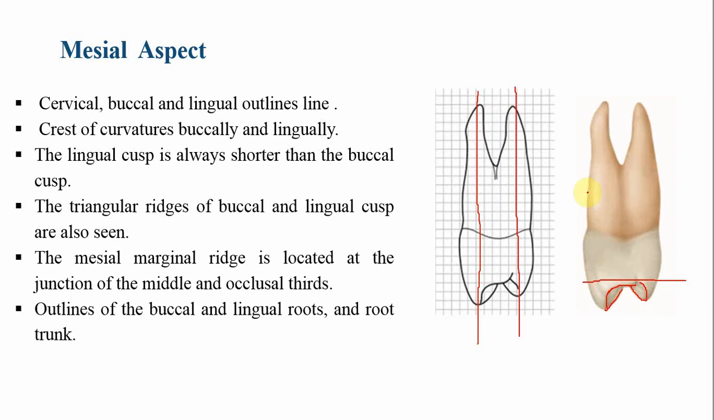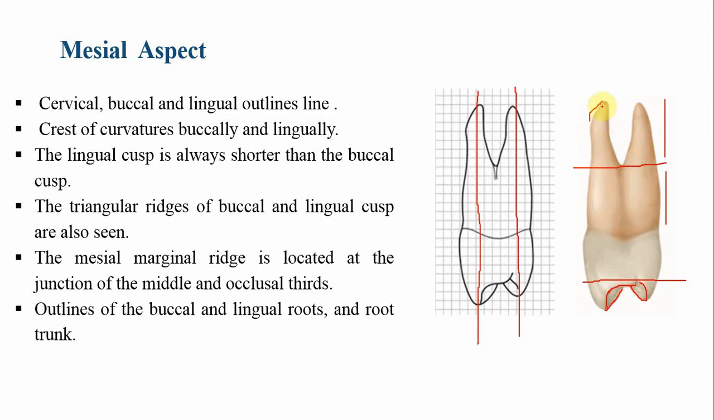The root trunk of the maxillary first premolar is long. It represents about half the length of the root. It is bifurcated into a buccal root and a lingual root. The buccal root may show a slight tendency toward lingual inclination.